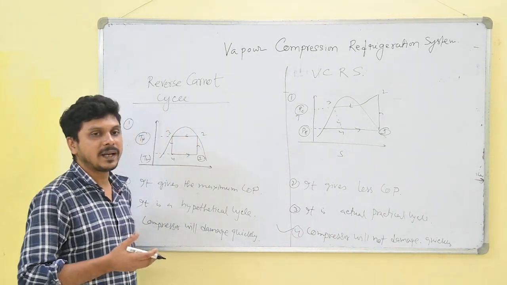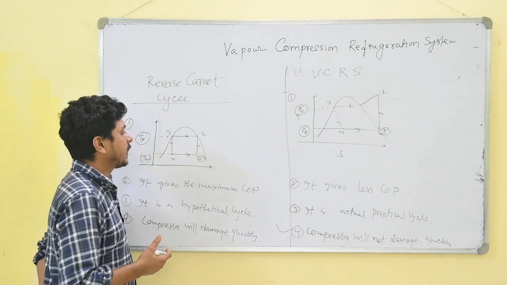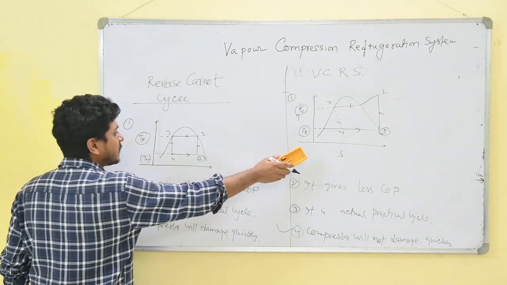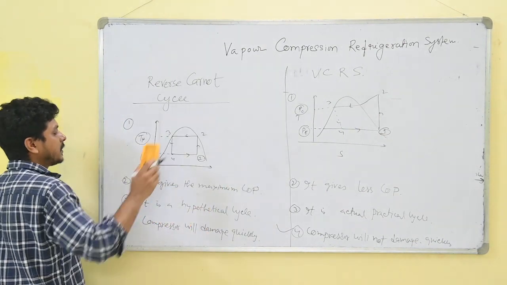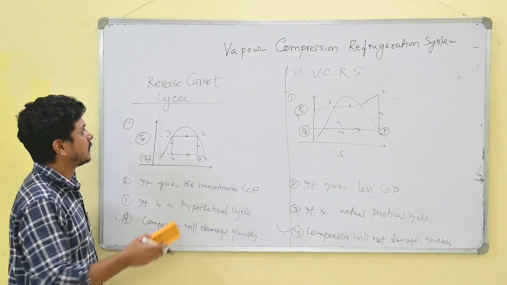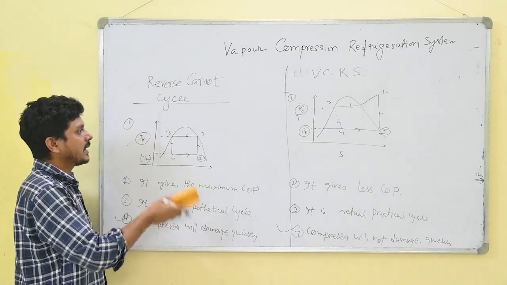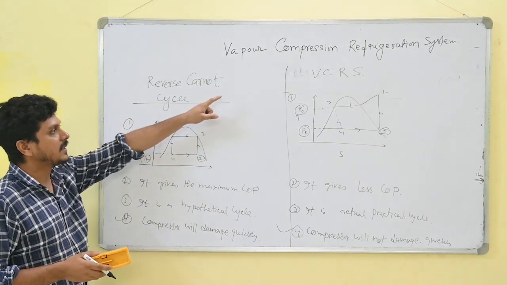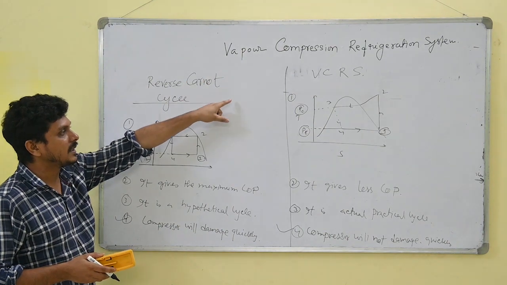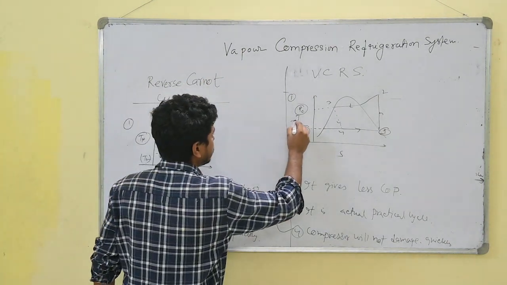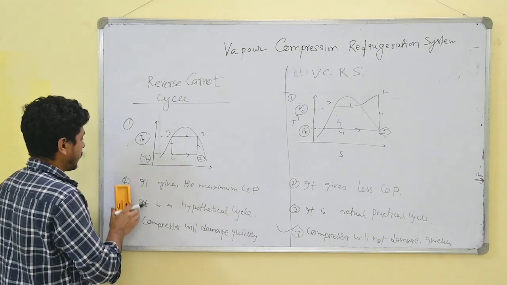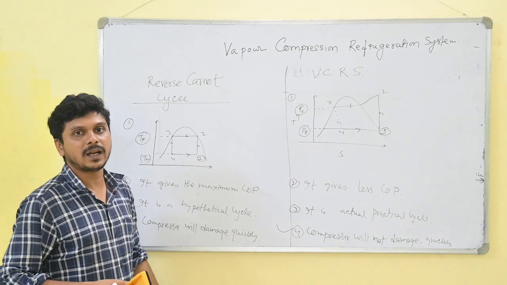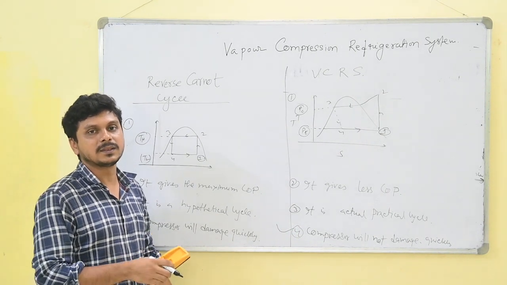But every system has a lifetime. The service provided by the compressor used in the vapor compression refrigeration system is more than in the reverse Carnot cycle. We analyzed this from the TS diagram of the reverse Carnot cycle and the TS diagram of the vapor compression refrigeration cycle. Okay, thank you. Today my topic is over. Next I will continue further from this.